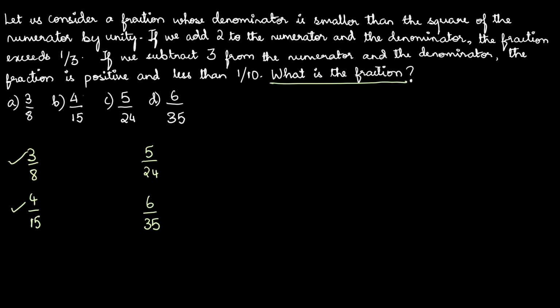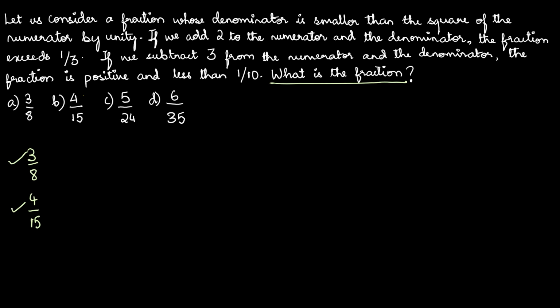What about 5 by 24? Increase the numerator and denominator by 2, we get 7 over 26. Now if this is greater than 1 by 3, then 7 times 3 should be greater than 26, which it isn't. No, it's not. So 5 by 24 is out of our question. I'll strike it out. 6 by 35, let's see the same drill. 8 over 37 is the fraction we obtain. If that's greater than 1 by 3, 8 times 3 should be greater than 37, which again it's not. This is 24, of course. So 8 over 37 again doesn't fit the bill. Alright, so we have eliminated two fractions from our list.